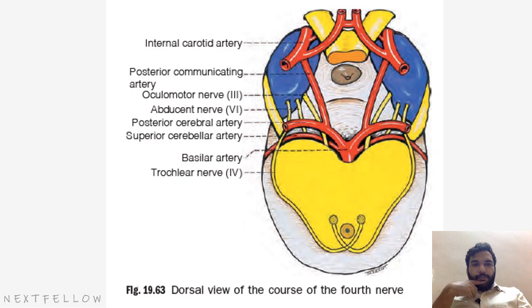And as you can see in the picture, this is how the fourth nerve passes. It decussates, it crosses and goes to the other side, and it's between the basilar artery. As you can see, it enters the cavernous sinus, and it also enters the orbit along with the third nerve.